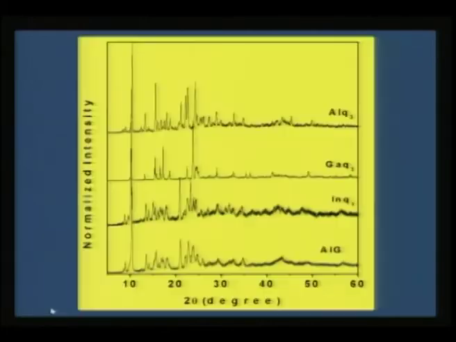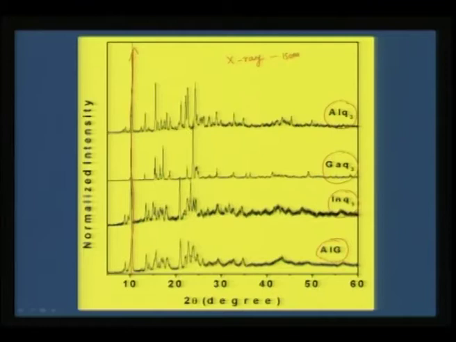I will show you the X-ray diffraction data of AlQ3, gallium Q3, indium Q3 and the solid solution. If you see here, all these patterns have a common 100% peak at 10 degrees, which means principally they are all X-ray isomorphous, and because they are X-ray isomorphous, it is possible to have all the 3 atoms together in the same molecule. Why are we looking at it?